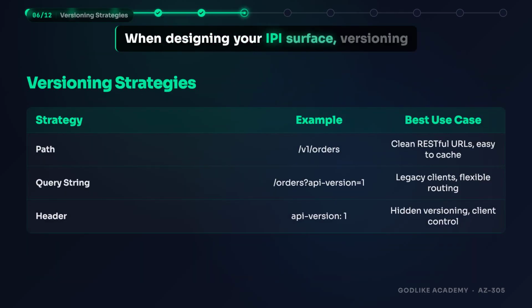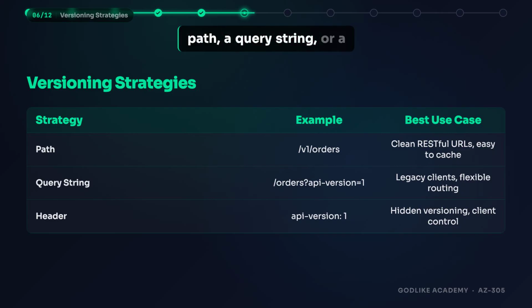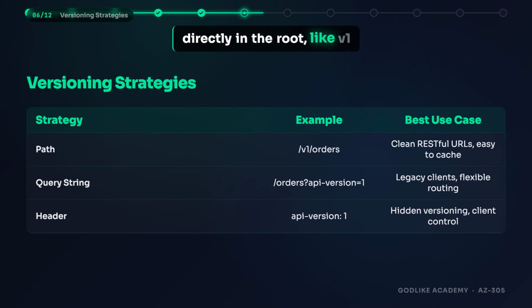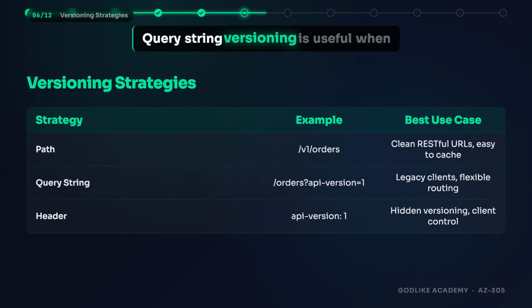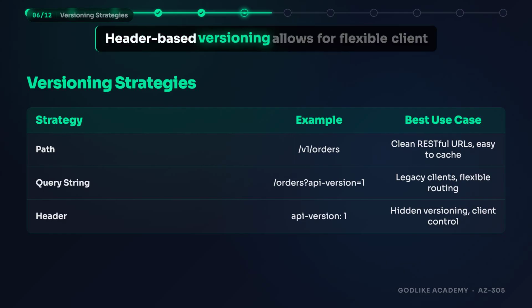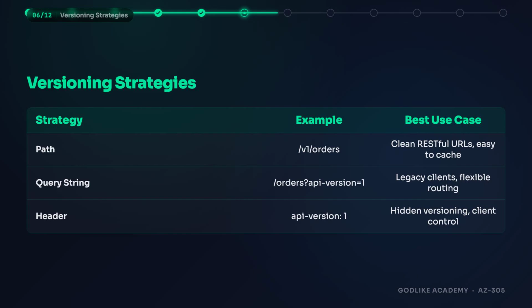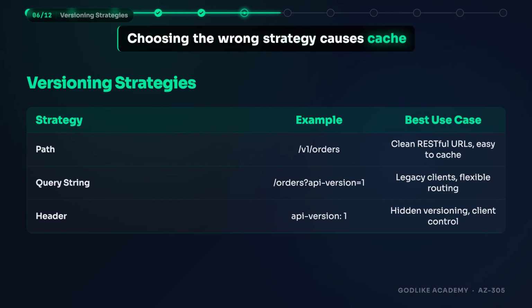When designing your API surface, versioning is critical to avoid breaking changes for consumers. You can implement versioning using the path, a query string, or a custom header. Path-based versioning keeps URLs clean and RESTful by including the version number directly in the route, like v1/users. Query string versioning is useful when you cannot modify the URL structure easily. Header-based versioning allows for flexible client implementations without changing the endpoint format. Choosing the wrong strategy causes cache invalidation issues and forces consumers to rewrite integration code during minor updates.